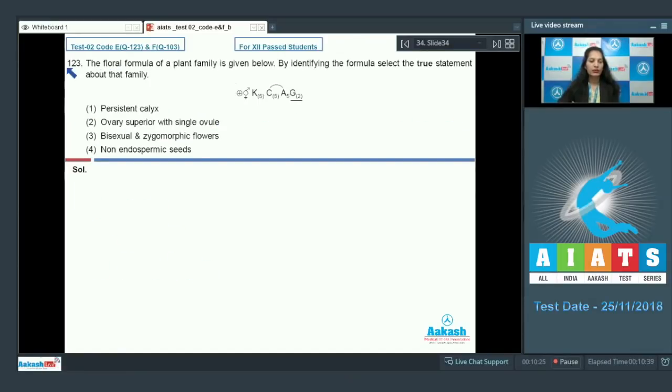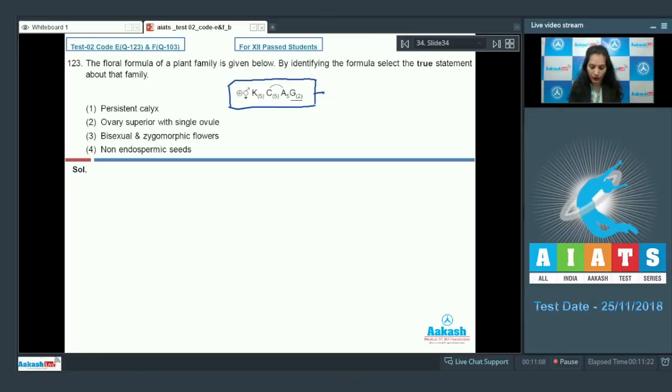Question number 123. The floral formula of a plant family is given below. This is the floral formula. By identifying the formula, select the true statement about that family. You have to find out which family has this floral formula. First option, persistent calyx. Second, ovary superior with single ovule. Third, bisexual and zygomorphic flowers. Fourth, non-endospermic seeds. First of all, you have to identify the family to which this floral formula belongs, and then you have to identify the feature of that family.